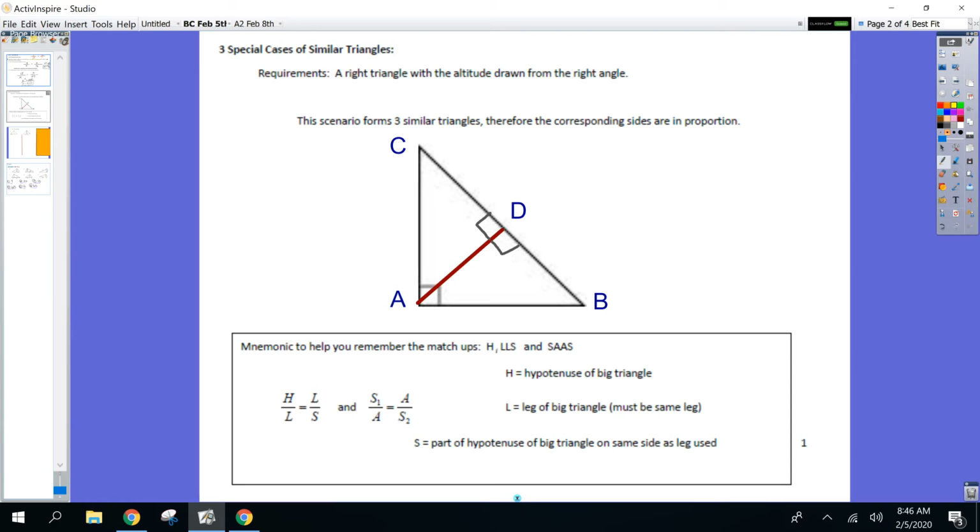All right, I'm going to challenge you right now. I'm going to call triangle CAD triangle 1. You don't have to do this. Triangle DAB, triangle 2. And I'm going to call the big one, ABC, triangle 3. Here's what I want to know from you based on what you did last unit. Why is triangle 1 similar to triangle 3? Why is triangle 1 similar to the big one?